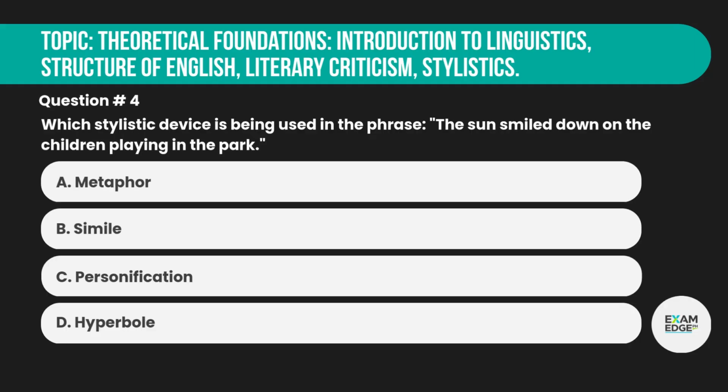Question number 4. Which stylistic device is being used in the phrase, "The sun smiled down on the children playing in the park"? A. Metaphor. B. Simile. C. Personification. D. Hyperbole.